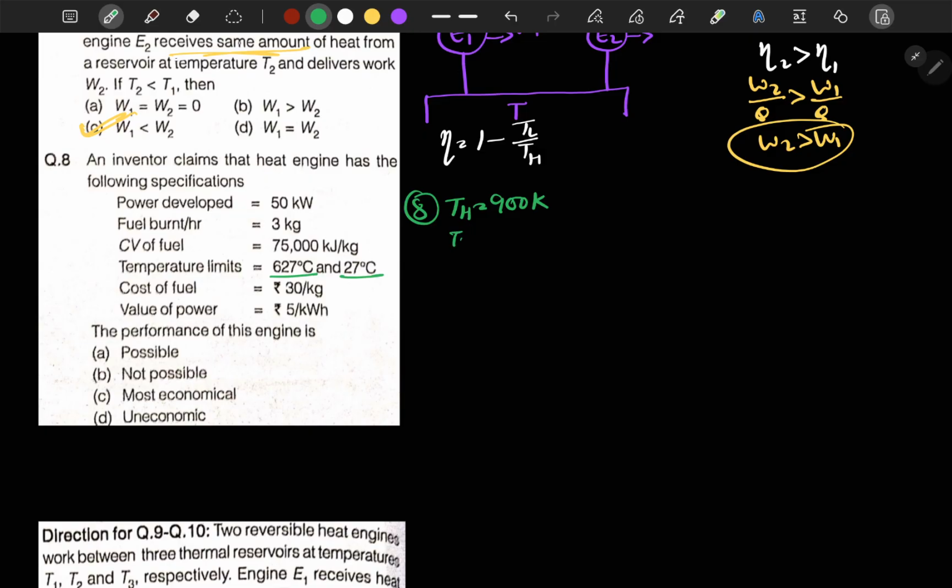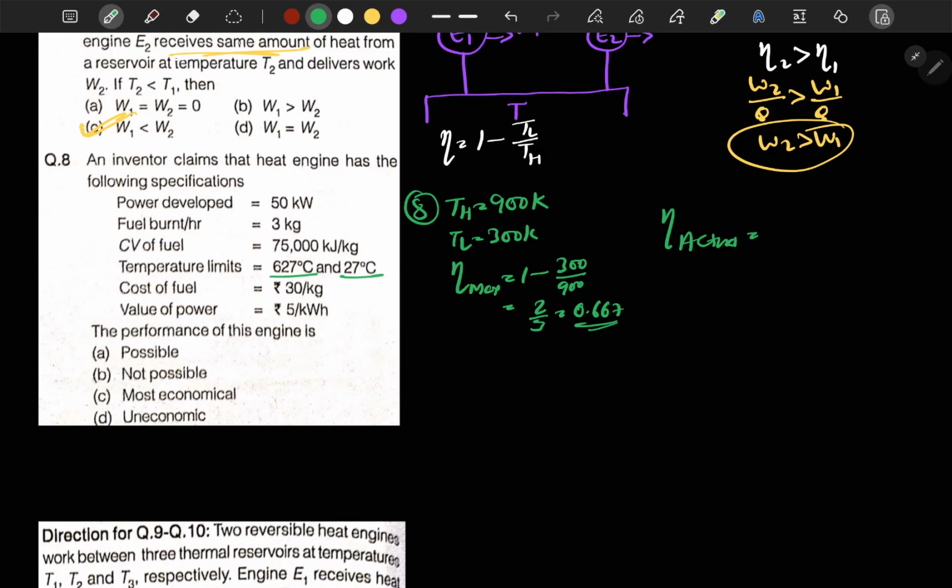Now TL will be 300 Kelvin. So the Carnot efficiency, which is the maximum possible efficiency of the system for a reversible cycle, will be 1 minus TL by TH, 300 by 900, that will be 2 by 3, which is 0.667.